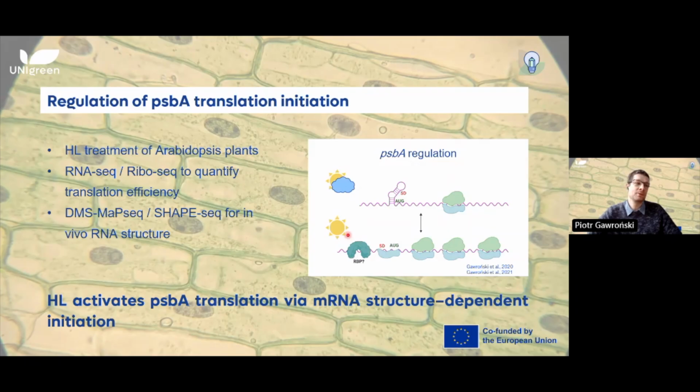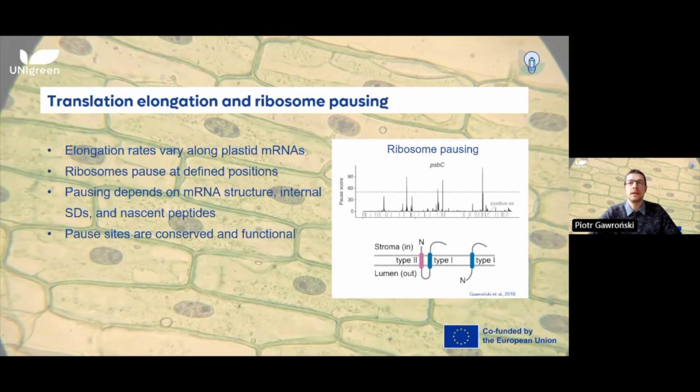But right now, the identity of this protein is unknown. Another layer of translational regulation operates at the level of elongation. Translation elongation does not proceed at a uniform rate in many organisms. To study this process in chloroplasts, we implemented ribosome profiling using the Ribo-seq method. Our data show that translation rates in chloroplasts are likewise non-uniform along plastid mRNA.